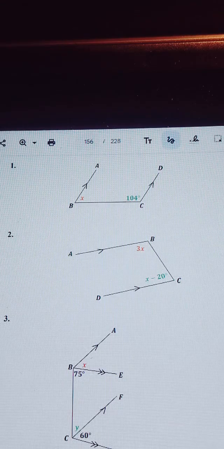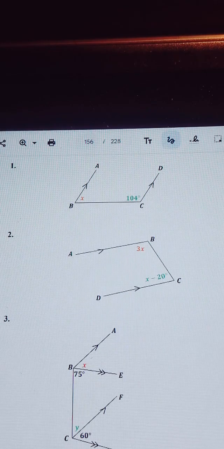Okay, we're doing parallel lines today. So we did alternate angles. We did co-interior. We did alternate, co-interior, and corresponding.